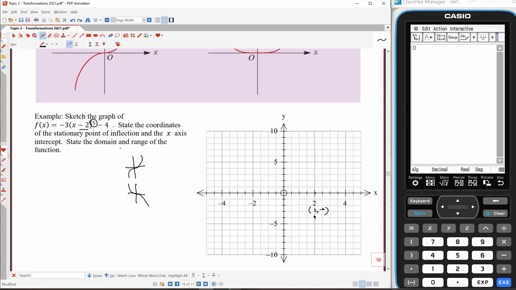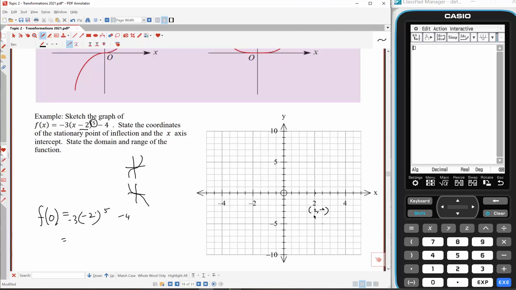What we'll do is, it only asks for the x-axis intercept, it doesn't ask for the y-axis intercept, and it's because it's too big to graph, or it will just make the graph a little bit silly. So let's just find out the y-intercept. The y-intercept occurs when x is equal to 0. So 0 goes in, it's -3(-2)^5 - 4.